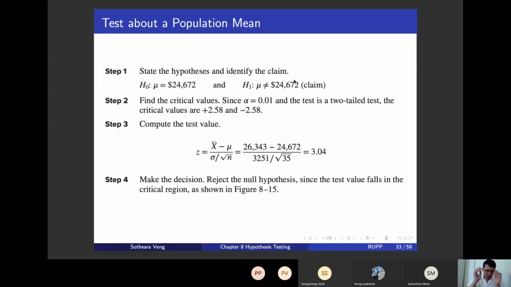Again, this support comes just from the sample you collected, right? But it may not be true that the claim is correct, because some error may happen.